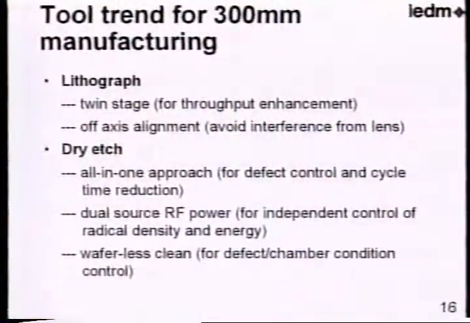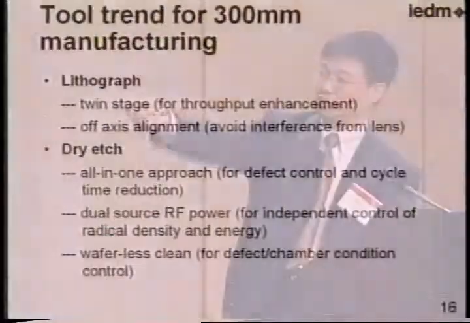For some specific trends for each tool group, what we can see is that for litho, the twin stage becomes a must in order to maintain the same throughput as the 8-inch scanner. For dry etching, yes, the integration, the all-in-one for dual damascene type of etching, is the trend. Plus, we can have the hardware integration. Also, we can have the process integration. So integration seems to become the key.